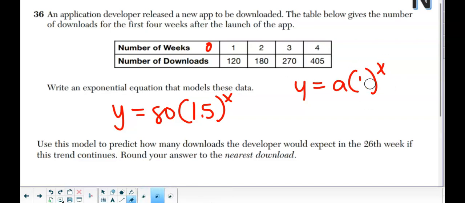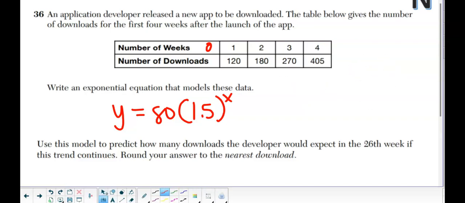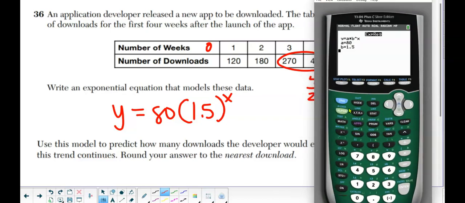If you're curious where the calculator got that from, when you want to find the rate of growth or change, you choose any two values, and you divide the second by the first, right? The second by the first. So 405 divided by 270. So if I did that on my calculator here, I can do 405 divided by 270, and there's the number.